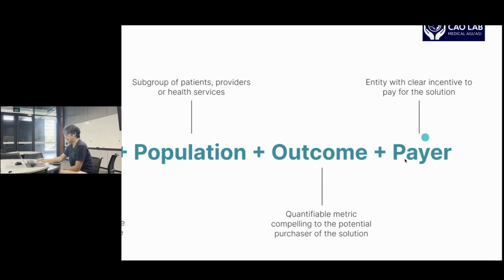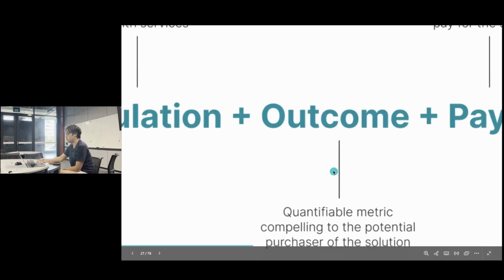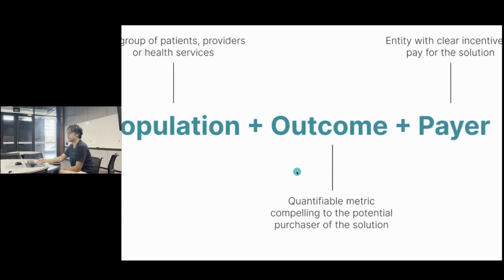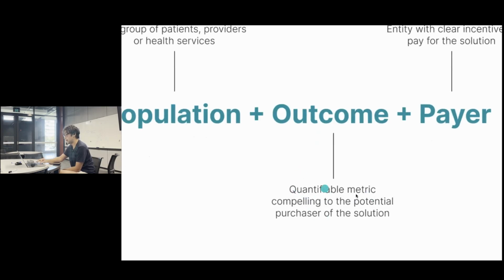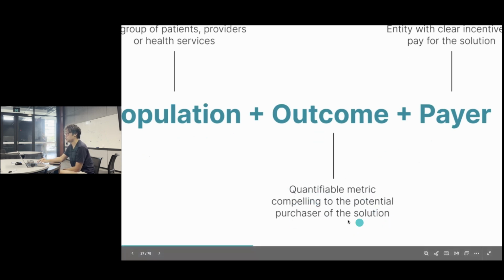Once you understand the payer, then you need to understand what is important to them. So that is, what is an outcome that they actually care about, okay? And usually this is a quantifiable metric. So that is a metric that is not very wishy-washy. It's a literal number, okay, that they care about and that is compelling to them.